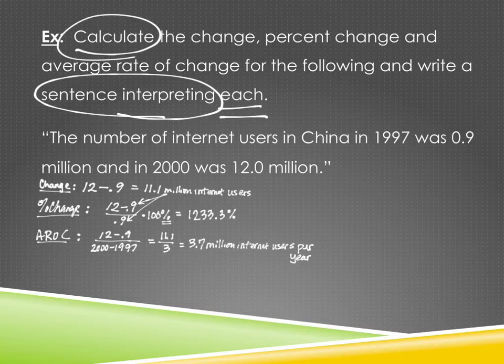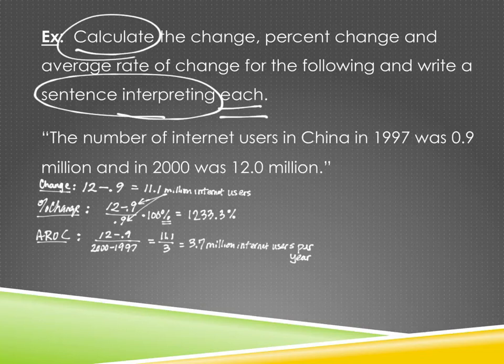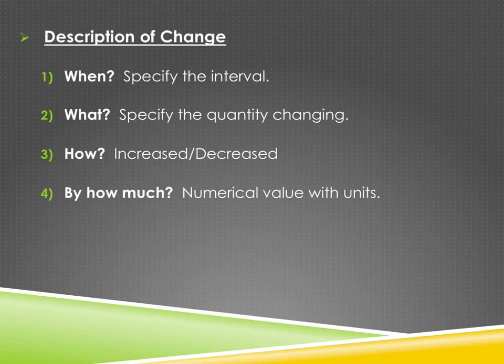Okay, here's the deal. We need a sentence that actually hits all of these details. It needs to start with the when. So, Mark, that's the when, like the interval that you were just talking about. When is the interval of time? It's from when to when. 97 to 2000. Right. So, over here, we're going to start out by saying, from 1997 to 2000. Okay, so we're going to write this 3 times, and every time it's going to say from 1997 to 2000, because it's the same time interval.